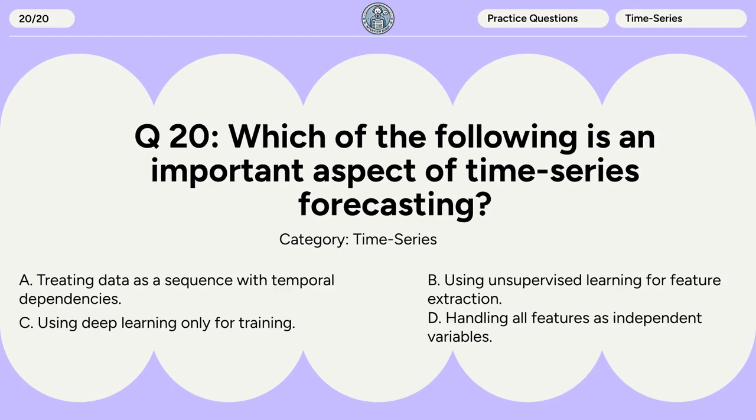Question 20. Which of the following is an important aspect of time series forecasting? A. Treating data as a sequence with temporal dependencies. B. Using unsupervised learning for feature extraction. C. Using deep learning only for training. D. Handling all features as independent variables.